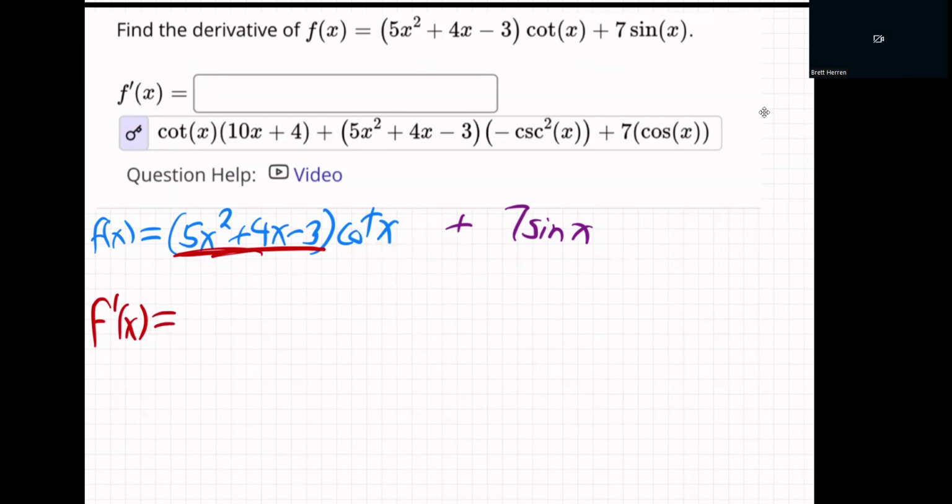Remember, they take turns. So the derivative of the first part, bring down that 2. That'll be 10x to the 1, because you subtract 1 from the power. This has an invisible 1 power, comes on down. 4, subtract 1 from the power, it's just gone. And then the minus 3, that's just gone.